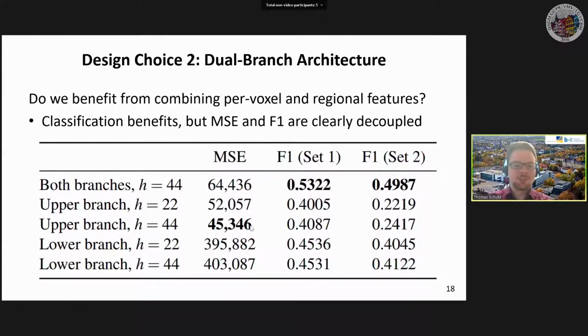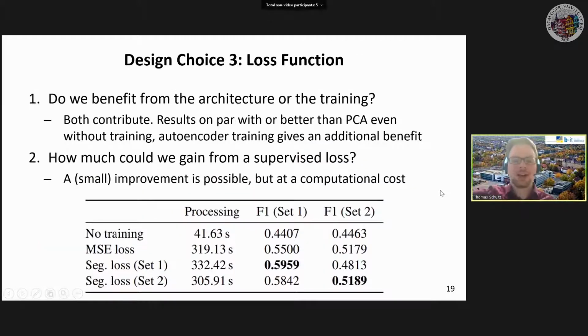Interestingly, just using the upper branch does better in terms of the reconstruction error for the autoencoder. But here we notice also that these are separate things. What works best for reconstruction does not necessarily work best for classification. So then the question arises, is it even a good idea to train an autoencoder if what we ultimately want to do is classification? So also this we tested, and it turns out that training the autoencoder is really helpful.